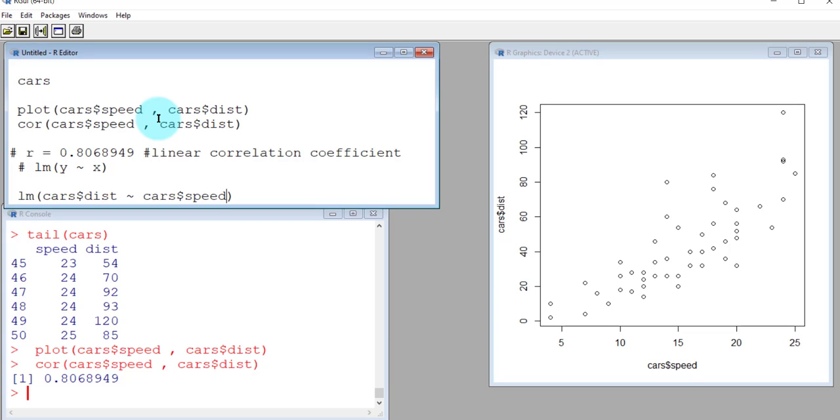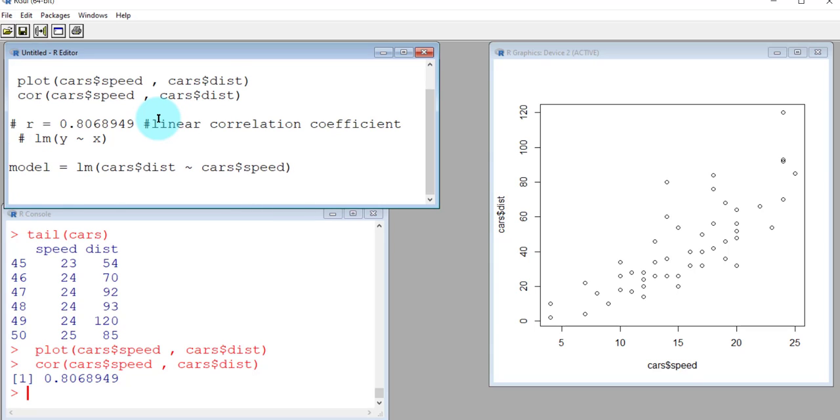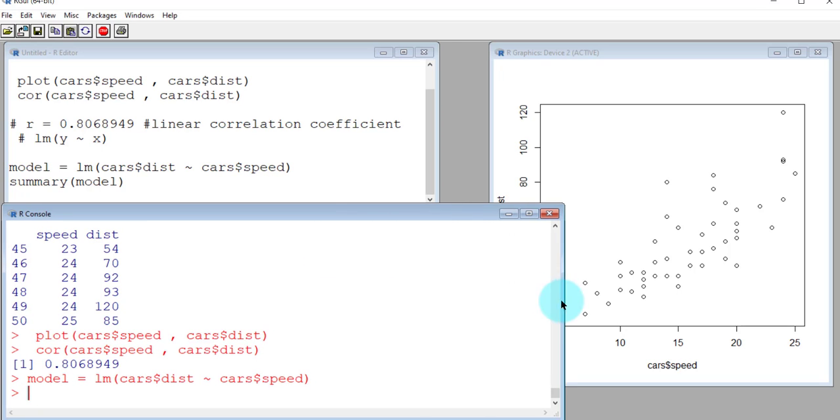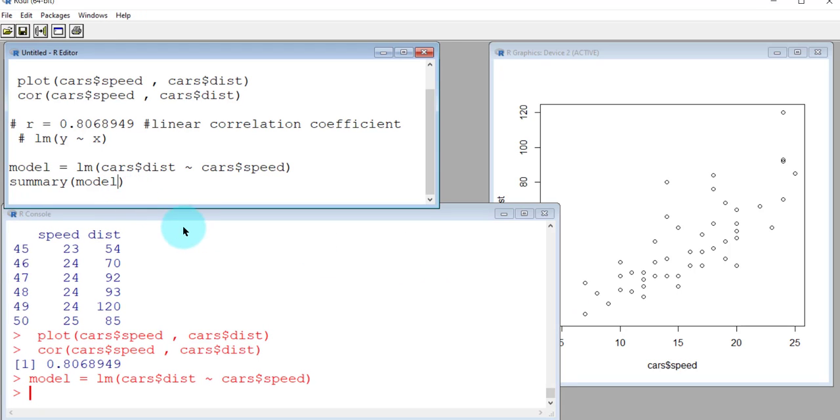So y ~ x. And what I like to do is give this a name. I'm going to call this model. And I will run our linear model there. As usual, we do not get any output from R when we give it a name. I'm going to ask for a summary of that model.